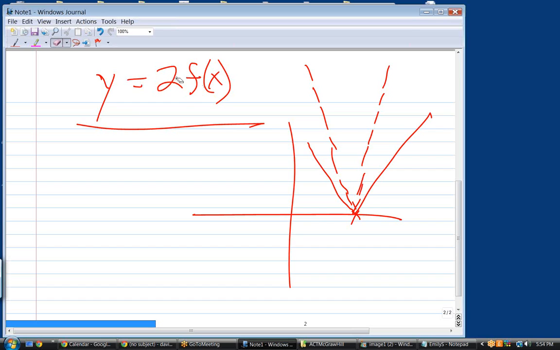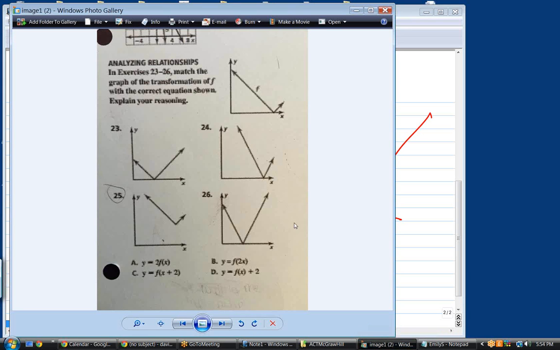So when I'm looking at 2 times that, that tells me I'm looking at a vertical stretch. If I look at those pictures, the only one that does that is this one. That's the only one that gets more narrow. So 24 goes with A. Now, let's not do B. Let's hold off for a moment and do D.